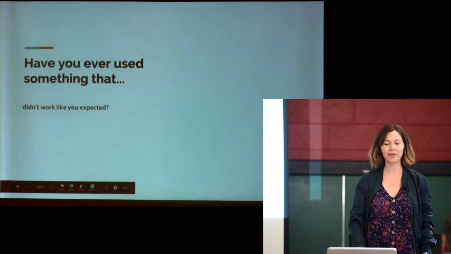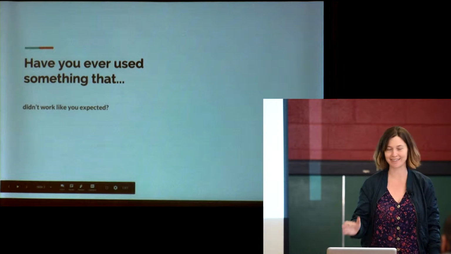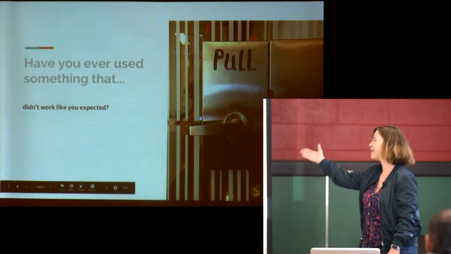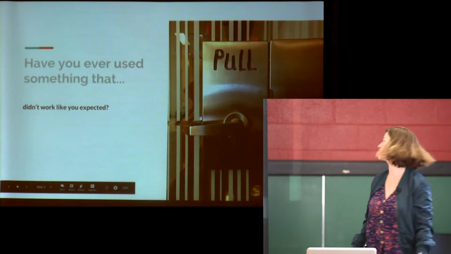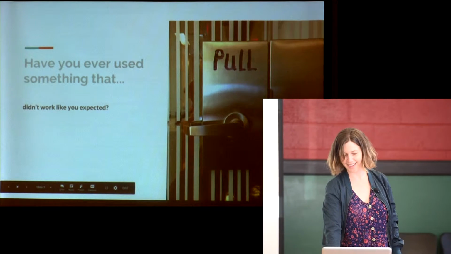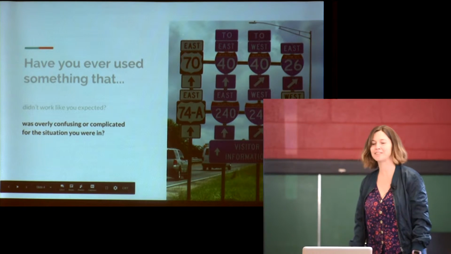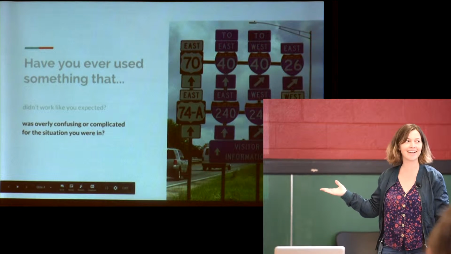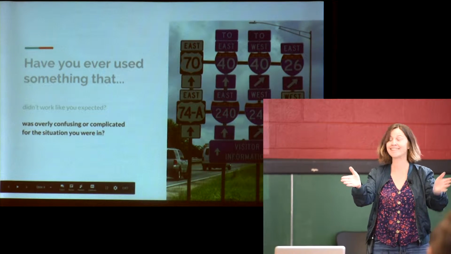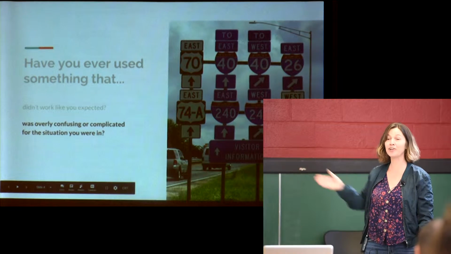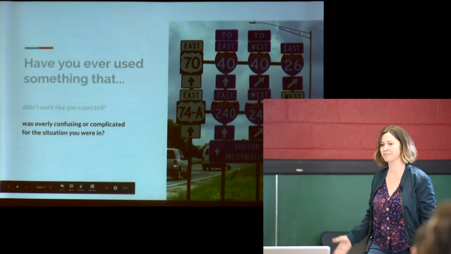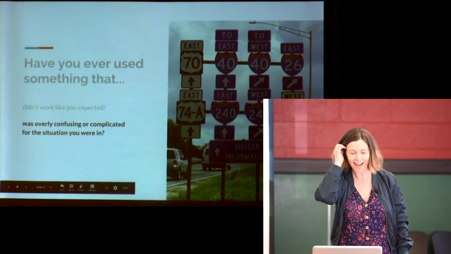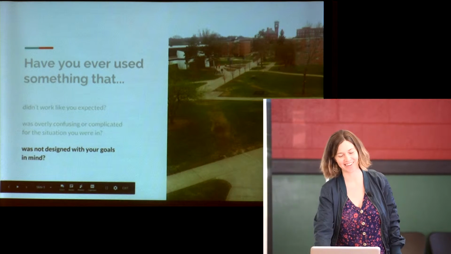Just to get started, who here has used something that just didn't do what you expected it to do? Like this door, for example. Somebody had to write pull on this door because it looks like you would push it in. Who here has found something to be overly complicated or confusing for the situation that you were in? This sign is really close by. Have you seen it? There are literally two options, yet there are like 9 arrows here. You can go right or you can go straight, and there are 9 arrows. And somehow I managed to also take a picture while driving by, so let's not talk about that. Actually, I don't think I was driving. I think someone else was driving.